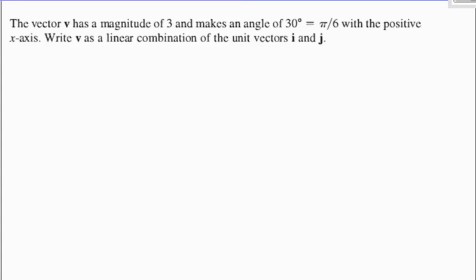Vector v has a magnitude of 3 and makes an angle of 30 degrees, or pi over 6, with the positive x-axis. Let's write v as a linear combination of the unit vectors i and j. So it has a magnitude of 3, and it makes a 30-degree angle. So the x would be cosine of 30 degrees, and the y would be sine of 30 degrees.